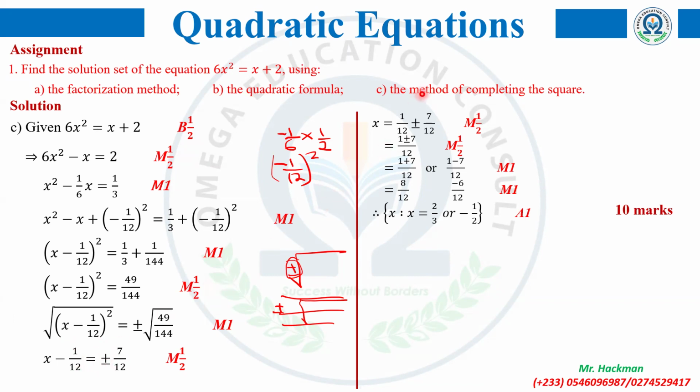So if you move, you are going to get 1 over 12 plus or minus what we have here. Then because the denominators are the same, I know that I can write this as my LCM will be 12, then my numerator will be 1 plus or minus 7. At this point, you are going to get 1 plus 7 over 12 or 1 minus 7 over 12. Simplify this, which will give us what we have here. Then this can be reduced.